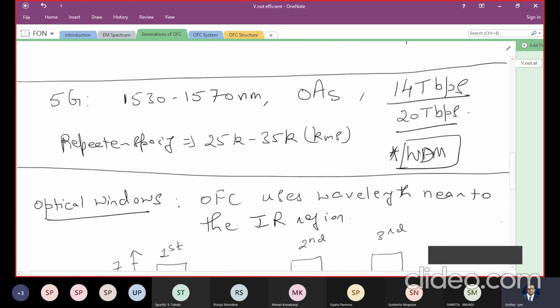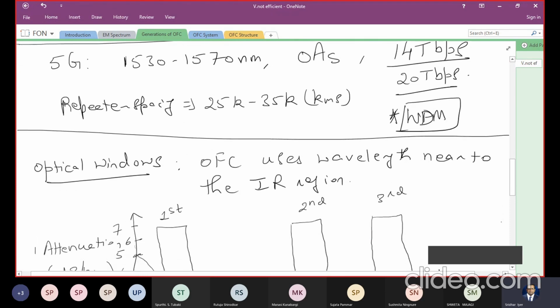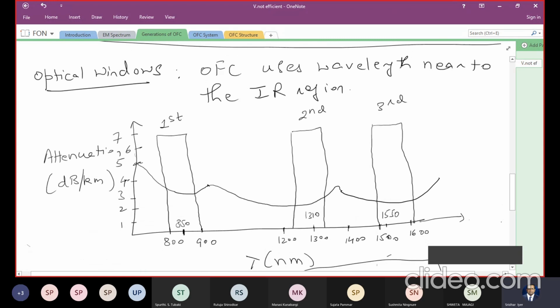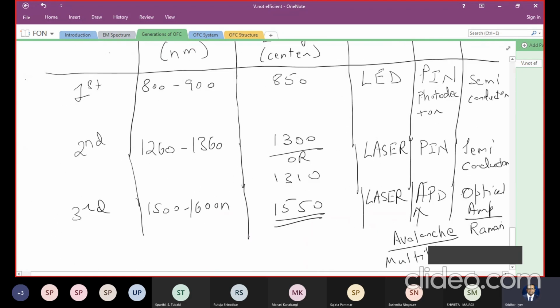Globally, we are at 5G optical communication system. In India, you could say we are somewhere in between 3G to 4G systems. But in optical windows, definitely globally, we are at the third window, right? So we are using the 1550 nanometers.